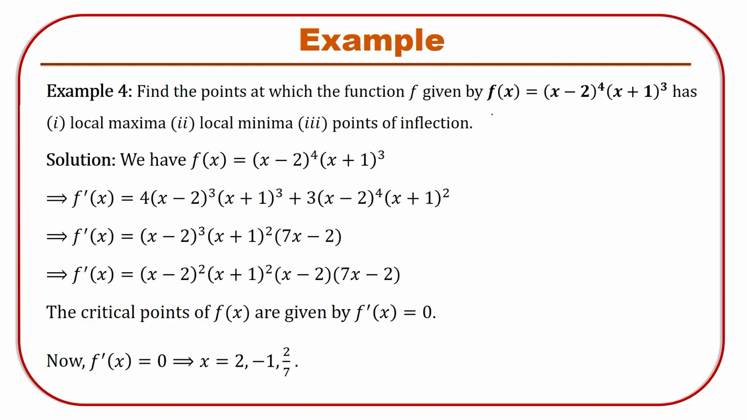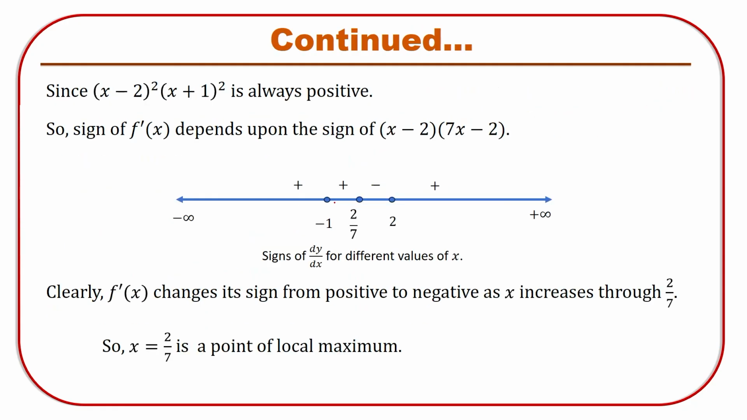And similarly, this point, as you can see here, minus 1 does not change the sign. So, it is a point of inflection. Here it changes the sign from positive to negative. So, it is a local maxima. And from negative to positive. So, it is a local minimum.